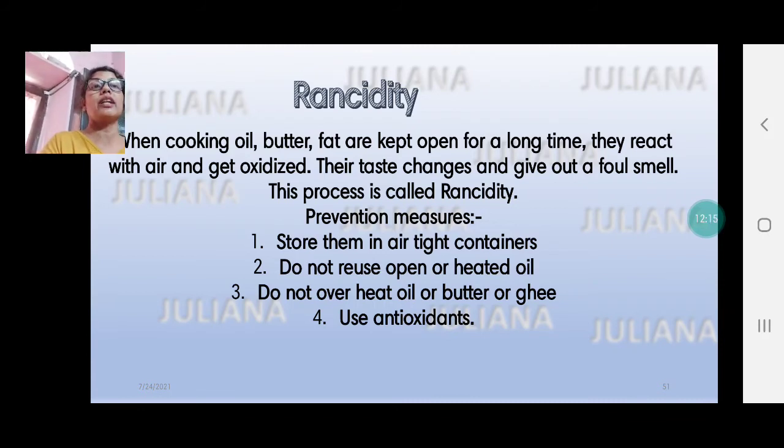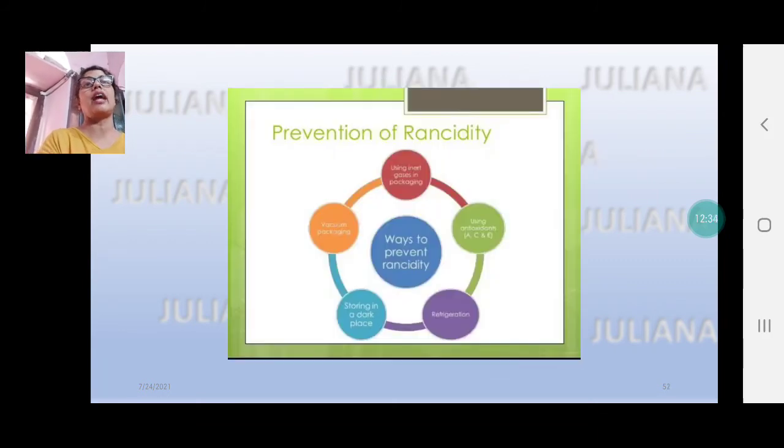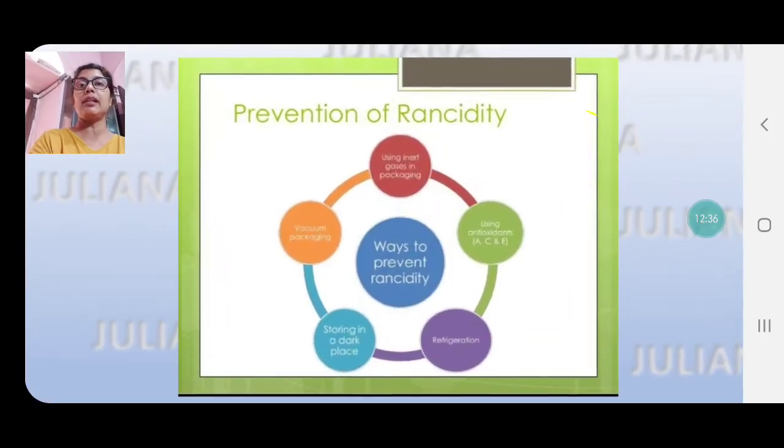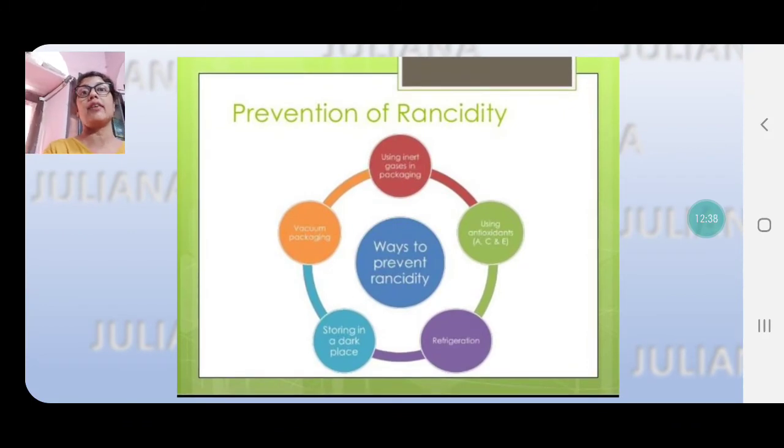Do not overheat oil or butter or ghee. Always heat oil as much as needed on a slow flame, never on a high flame. If it has already got oxidized, you might as well throw it out. It's better to throw it out rather than consume oil which has been overheated. And use antioxidants. There are a variety of antioxidants available. Many foods also have antioxidant properties, and they will not allow excess oxidation to happen inside our bodies.